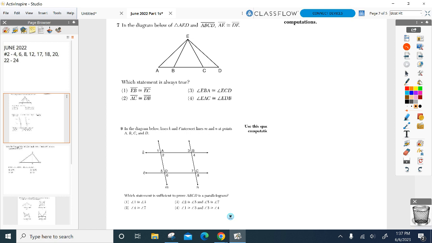We are told that AE is congruent to DE. Let's throw some hash marks on that. All right, which statement is always true? What did I just create by putting the hash marks up there? An isosceles triangle. Yes. What triangle is isosceles? EAD. So we have a theorem that we put in the reasons column of a proof that says in a triangle, congruent angles are across from congruent sides.